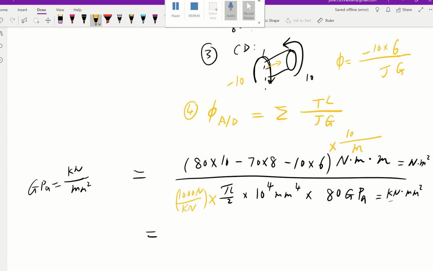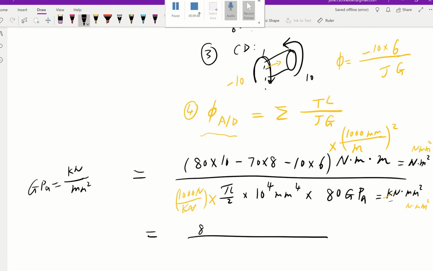One meter is going to give us 1000 millimeters. However, it's squared because it's meter squared. So in that situation, at the top you will get Newton millimeter squared. And at the bottom, once you cancel out the kilonewton, you also get Newton millimeter squared. Then you've got your units canceled out. Then you will get no unit for phi, which is the angle of twist, because it does not have a unit.